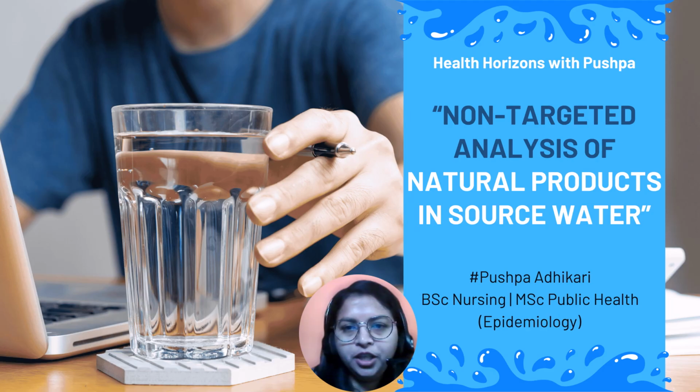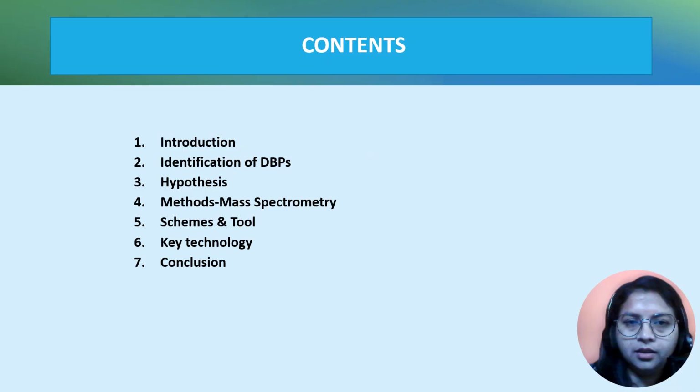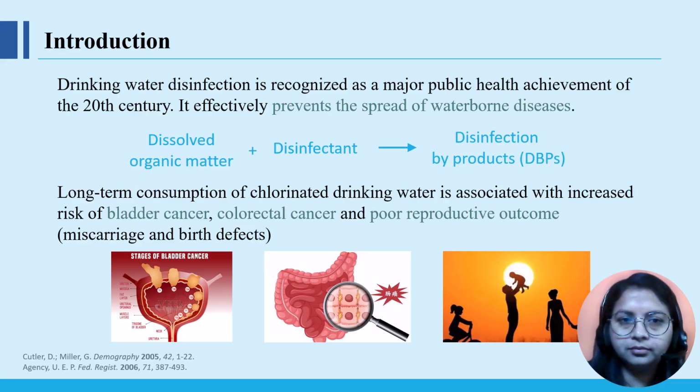Today we are diving into an essential topic: disinfection byproducts, or DBPs, in our drinking water, and the title is Non-Targeted Analysis of Natural Products in Source Water. Now moving on, we'll go through all these headings.